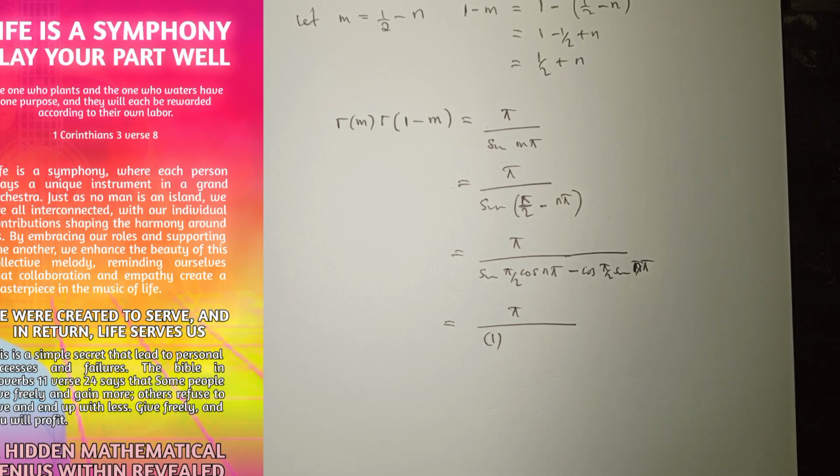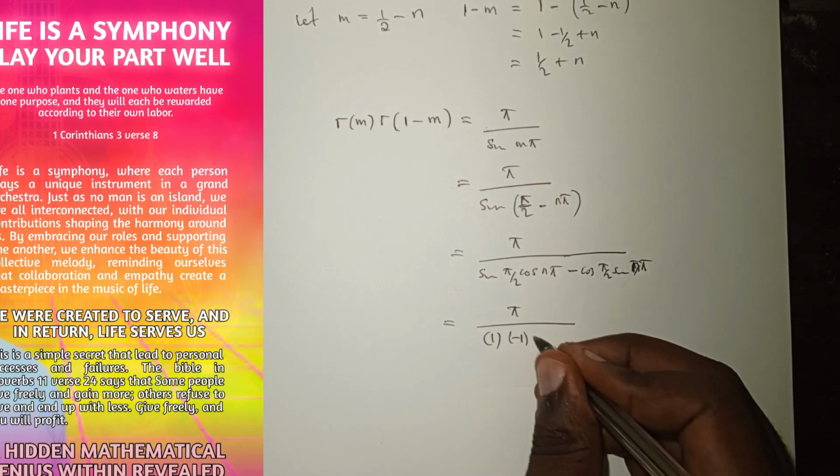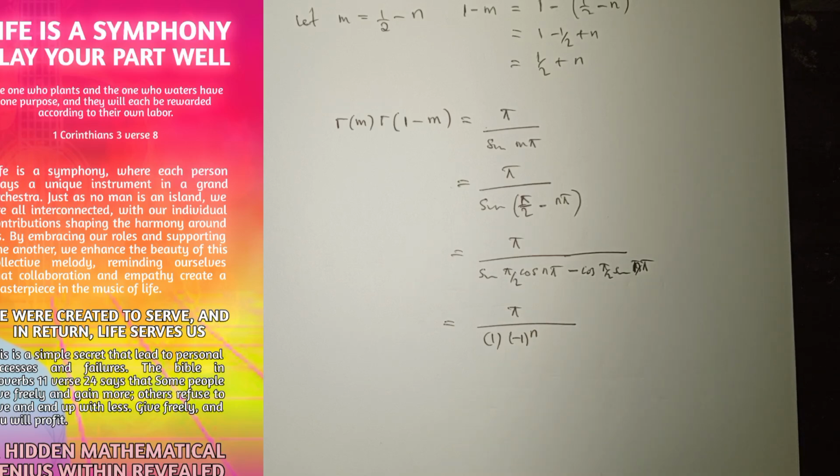Then cos of n pi. The cos of a multiple of pi is always minus 1 to the power n, depending on the value of n. So it can be a positive 1 or a negative 1. So where there is cos of n pi, this one is just minus 1 to the power n.